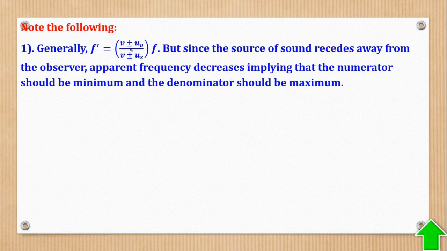That generally F is that, F prime is that, but since the source of sound recedes, meaning moving away from the observer, the apparent frequency decreases, implying that the numerator should be minimum and the denominator should be maximum.